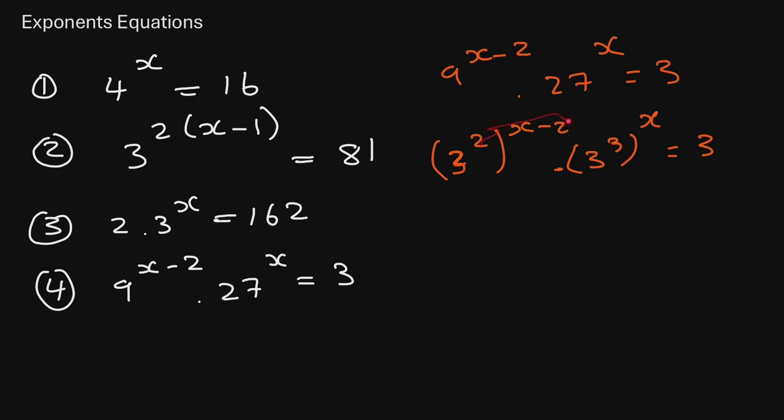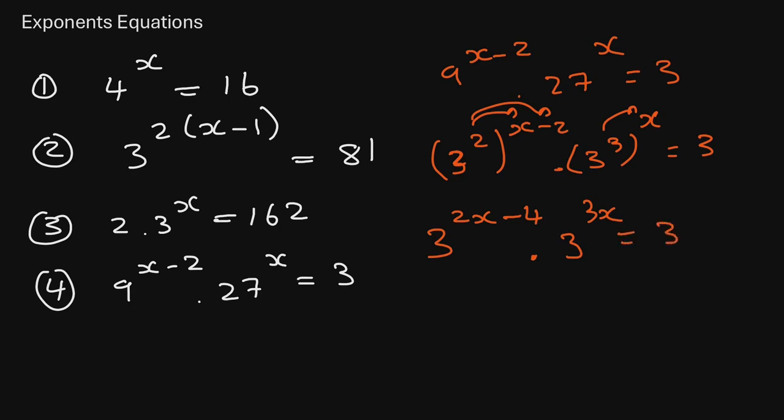If you remove the brackets, remember this is going to multiply with that, and will multiply with that. So the exponents multiply if you have brackets. So this will simplify to 3 to the power of, 2 multiplied by x, that's going to be 2x. 2 multiplied by minus 2, that's going to be minus 4. And then you still have what? 3 multiplied by x there. So that's going to be 3 to the power of 3x is equal to 3.